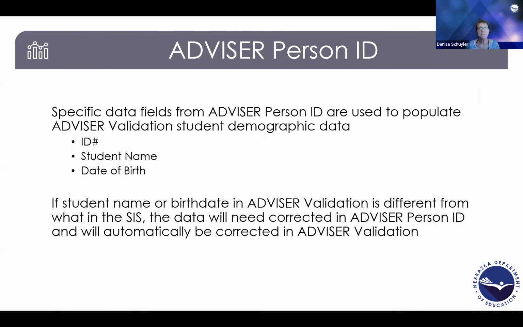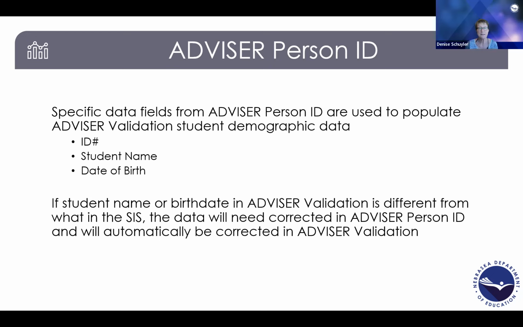There are specific data fields in the advisor person ID that are used to populate advisor validation student demographic information. Those fields are the ID number itself, the student's name, and the student's date of birth. So if a student's name or birth date in advisor validation is incorrect, or different from what's in your student information system, the data will need to be corrected in the advisor person ID collection, and it will automatically be corrected in advisor validation.